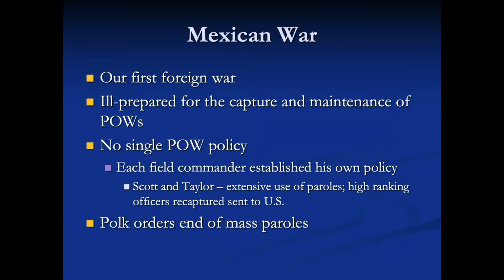Scott and Taylor made extensive use of paroles, but high-ranking officers, when recaptured, would be sent to the U.S., because they were violating their paroles. Parole basically means you've been captured and you agree not to fight again until you are exchanged, and these people were violating their paroles. So President Polk ordered an end of mass paroles. That meant they had to do something.